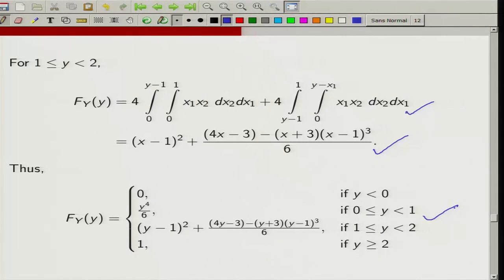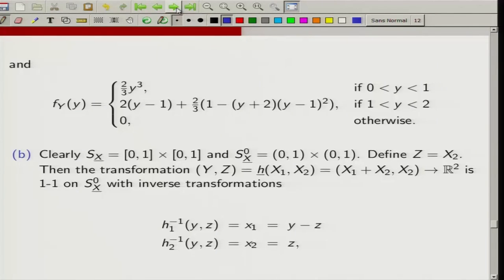Now, clearly this is differentiable everywhere except at the points 0, 1, 2. So, I look at their derivative and I put that as f5(y), which turns out to be this, and one can easily check that the integral from minus infinity to infinity of f5(y) dy turns out to be 1. So, Y is absolutely continuous and its PDF is given by this. Now, suppose I have to find the PDF of Y = X1 + X2 directly.